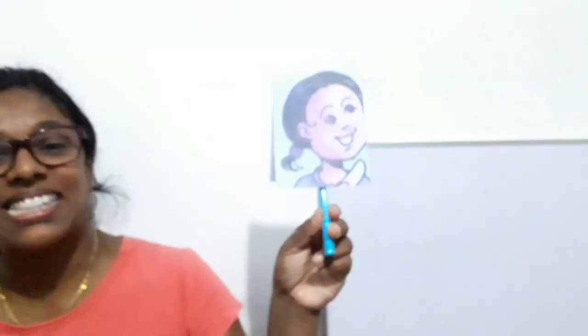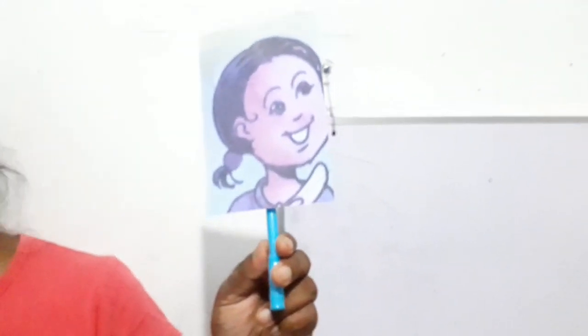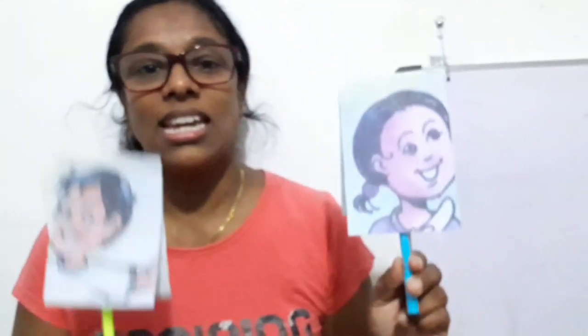Okay, you can see your friends once again. Who is this? Yes, you know now. This is Rasini. Who is this? Another friend. This is Sahan. Rasini is a girl. Sahan is a boy.